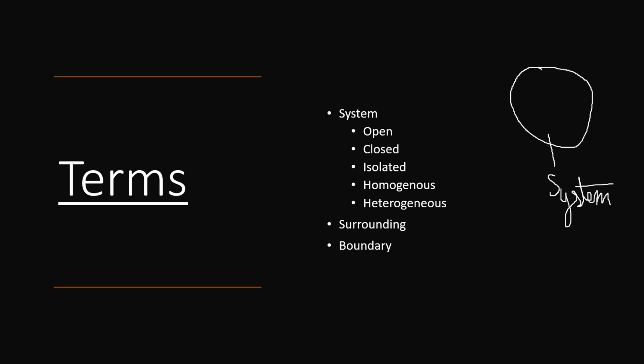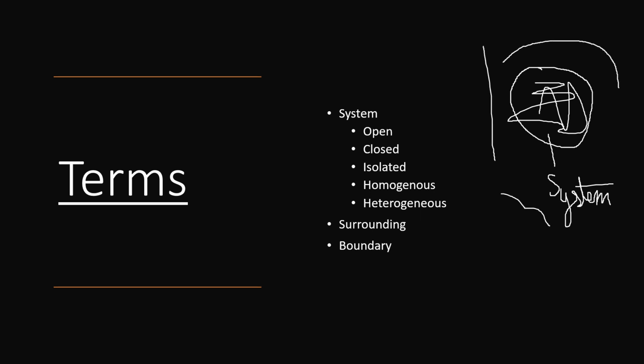Now let's say this area is our system, right? So this is where the thing takes place. This is called the system. And now beyond that, all the rest of the places are going to be called surroundings or the universe. And the line that separates, the border that separates the surrounding and the system, is called the boundary.